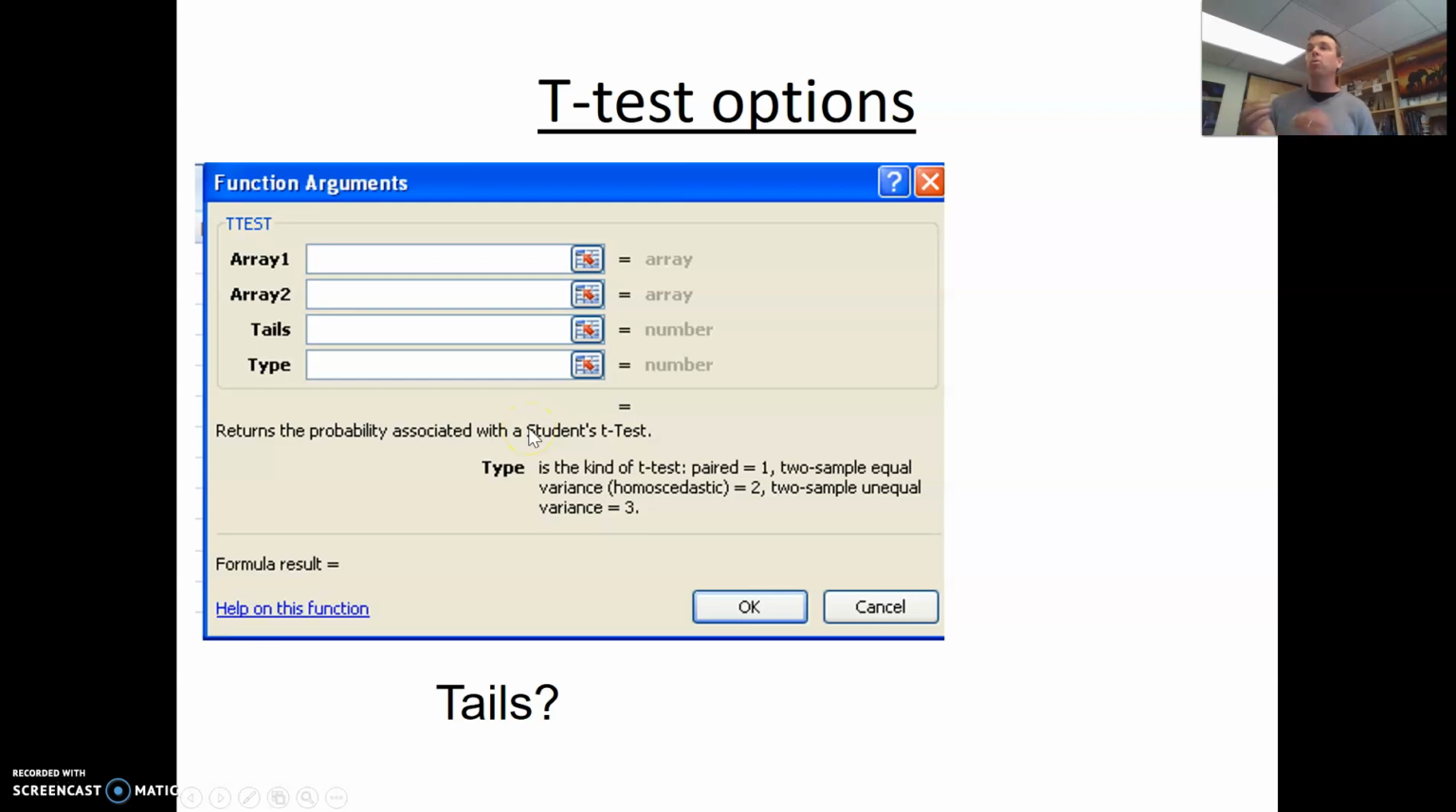And again, I talked about what paired means. Right eye, left eye, for example. Two sample equal variance, you're going to put 2. But when in doubt, unless you have paired data, you're going to use two sample unequal variance, 3. So basically you're going to select your first group of data, your second group of data, tails 2, two-tailed test, type 3. That's almost always going to be your t-test options.